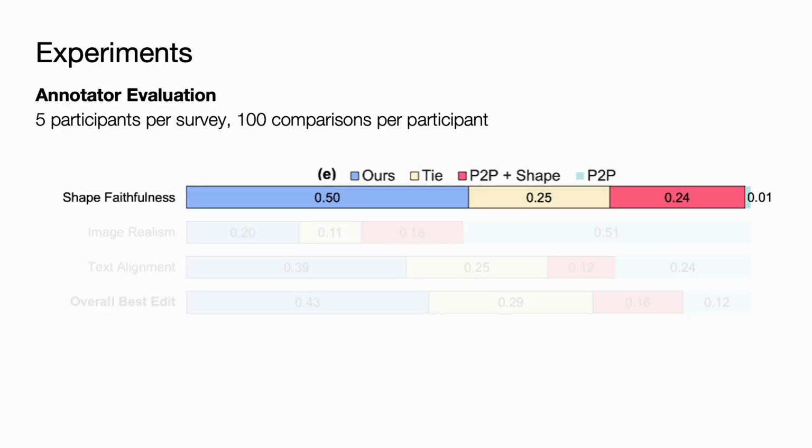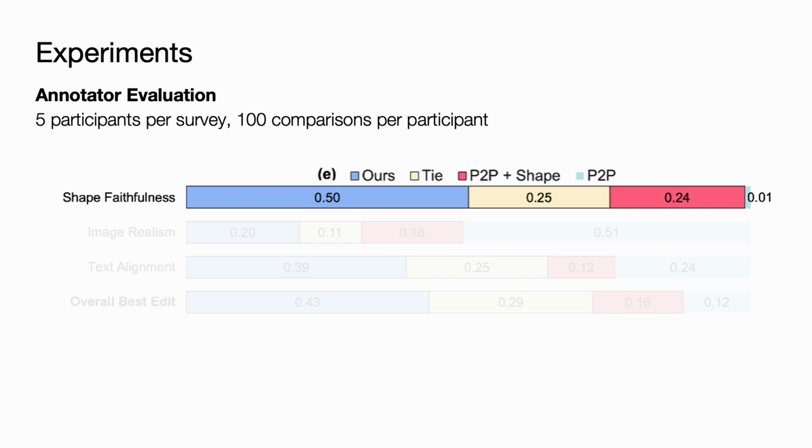We conduct an annotator evaluation where we ask people to compare the edits made by different methods in a blind fashion. Specifically, we present annotators with the input image, text prompt, and mask, and 3 different images produced by 3 different methods in random order. The methods are our method, prompt to prompt, a work for structure-preserving editing that does not require a mask, and prompt to prompt plus shape, a modified version that applies a shape constraint by copying the background of the image at every time step. We also ask folks to rate the method along a few metrics, including shape faithfulness, meaning does the edited object match the scale and silhouette of the original object.